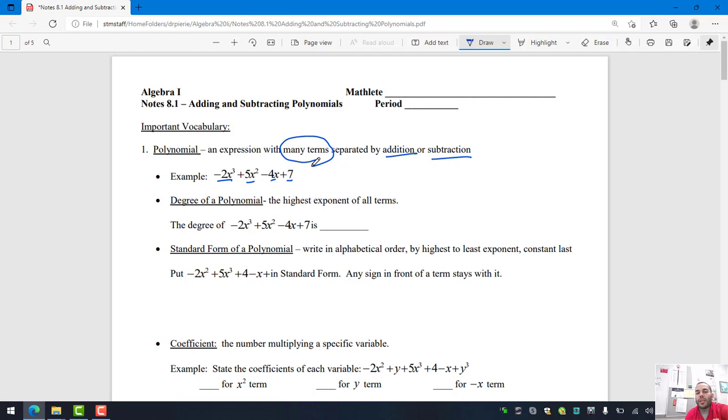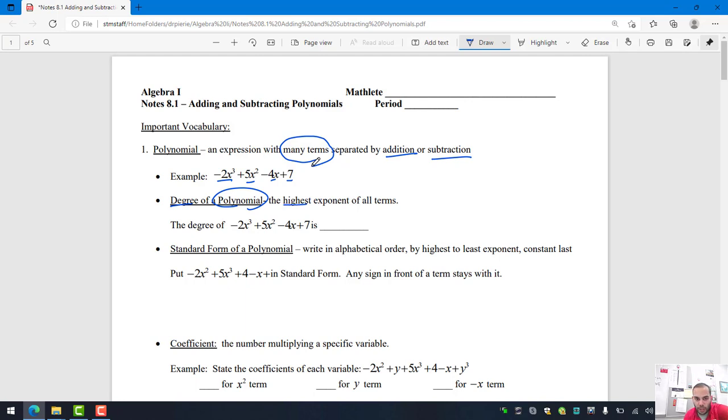One thing I need you to be able to do is figure out what the degree of a polynomial is. There's a bunch of different ways to break it down, but the degree of a polynomial is just the highest exponent of all the terms. The degree of a polynomial is the highest exponent you see.